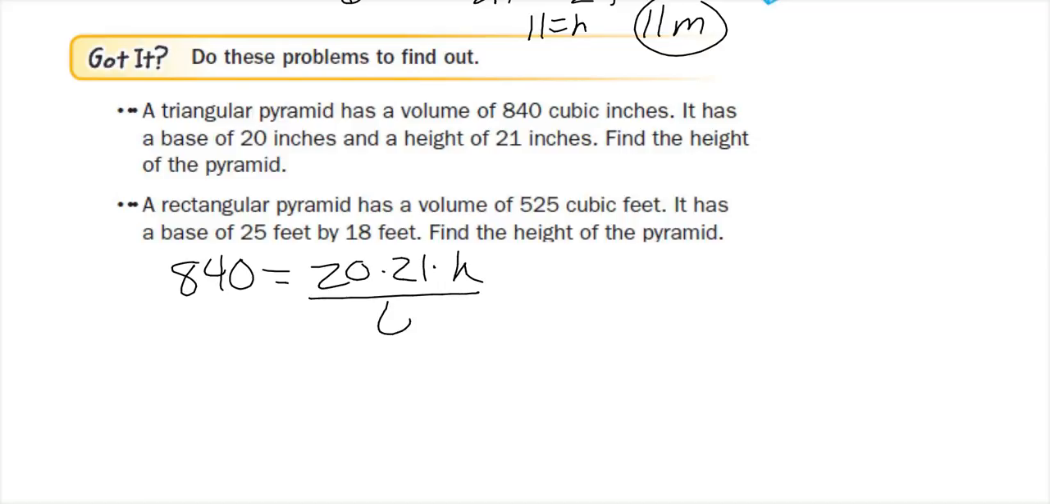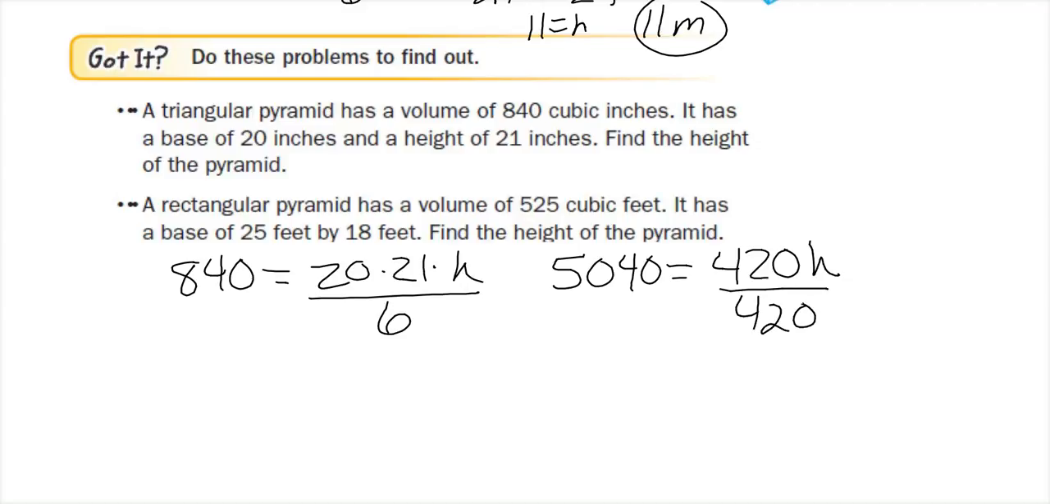So we're going to divide it by 6. If it's a triangular one, we divide it by 6. So we're going to do 6 times 840 first. That's 5040. Equals 20 times 21, which is 420, and then h. We'll divide that by 420, and I get 12. And that one's in inches.